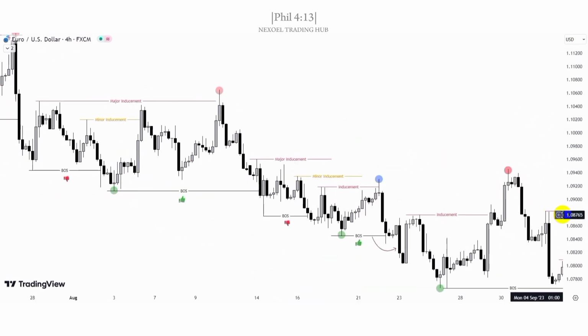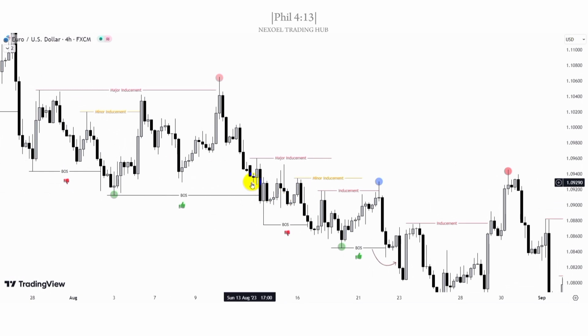This is a valid pullback because you can see that this is the lowest candle price created. Price pulled back, took out this candle high points, took out this candle high points, took out this candle high points, mitigated this fair value gap, and then fell.